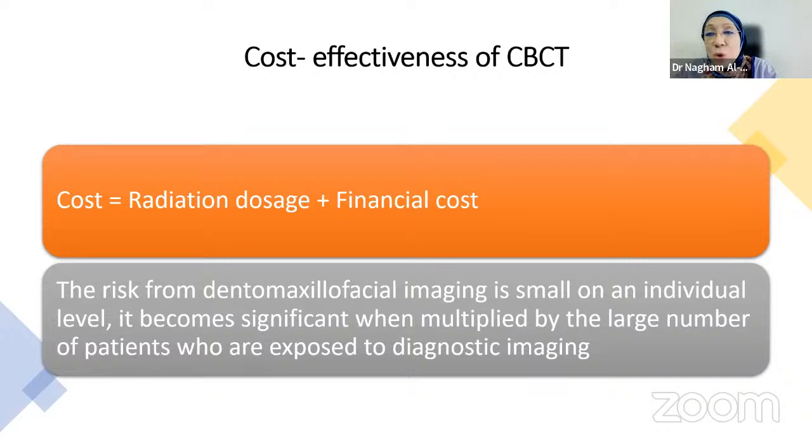Now, we need to consider that the risk from dentomaxillofacial imaging is small on an individual level, but it becomes significant when it's multiplied by the large number of patients who are exposed to diagnostic imaging.